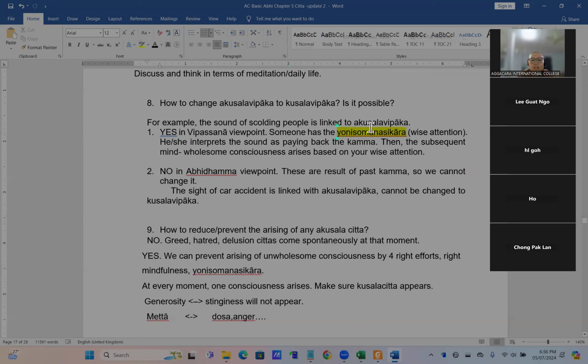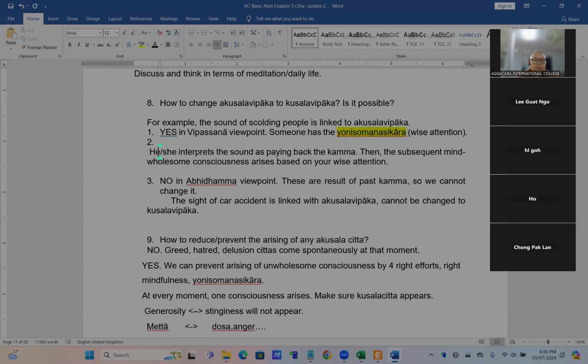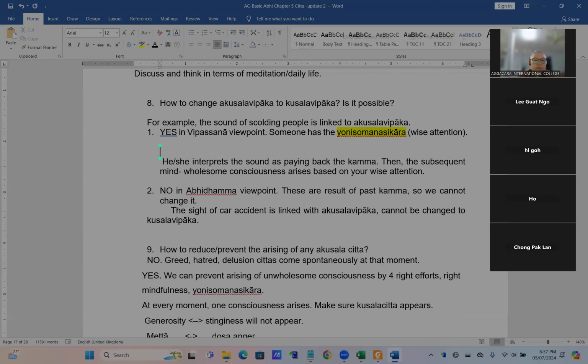Manasikara, for those who have learned Pali before, just to show you some: manasi, with the word manas plus e. E is a locative, all right? So directly we translate it as in the mind. And then kara is make. Yoniso is wise. So make sure your mind always has wisdom in it.